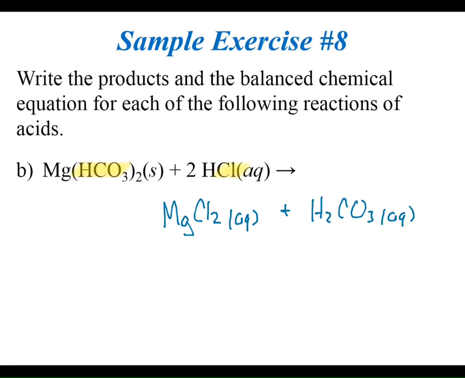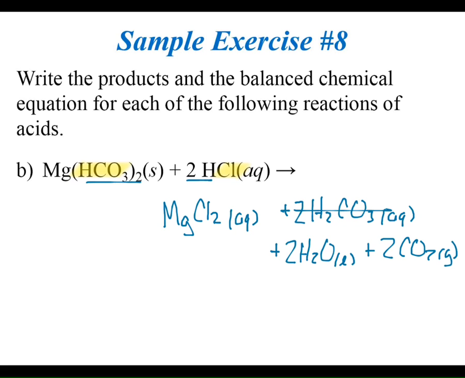Right, I need 2 of these to balance it, I think, because there was 2 H's and 2 bicarbonates made 2 carbonic acids. Okay, so now I'm going to say, aha, but I know it's not really that, so I'm going to scratch this out and replace it with, it's really 2 water liquids and 2 carbon dioxide gases.